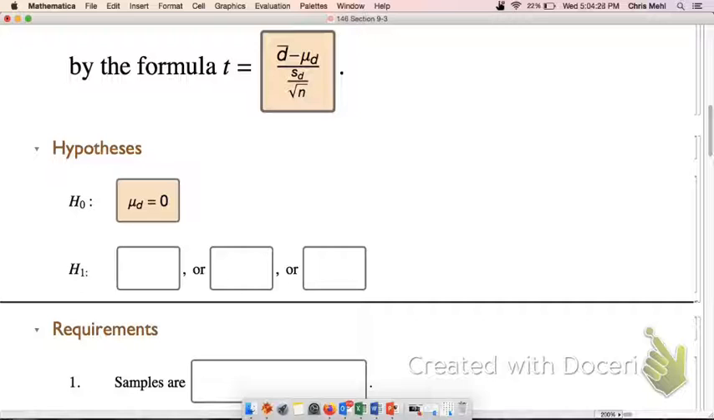That's kind of like saying there's really not a difference between the two populations in terms of the data. We're saying that the two populations of data roughly have the same mean, so the mean of the differences would be 0. And then there are three options for the alternative hypothesis. The mean of the differences is positive, negative, or not equal to 0.